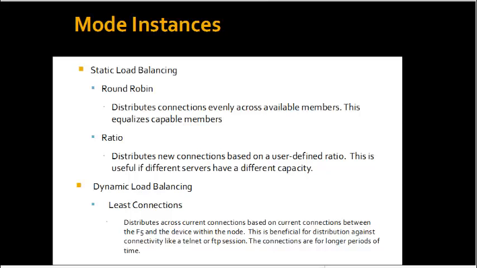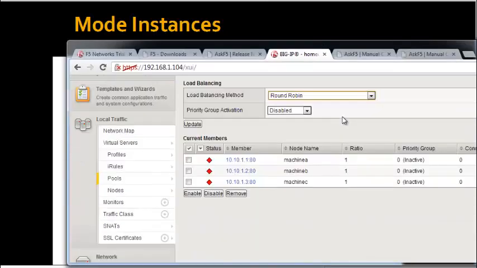So let's take a look at round robin. What it does is it just distributes connections evenly across the members. So as round robin comes in, it's going to send to the first one and the second one and the third one. As long as the ratio is the same, if these two are active, of course, it's going to send to these two.